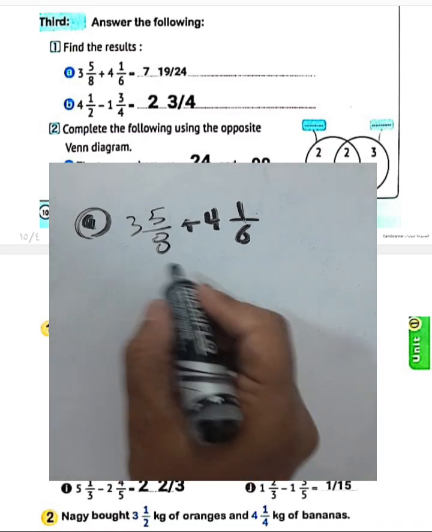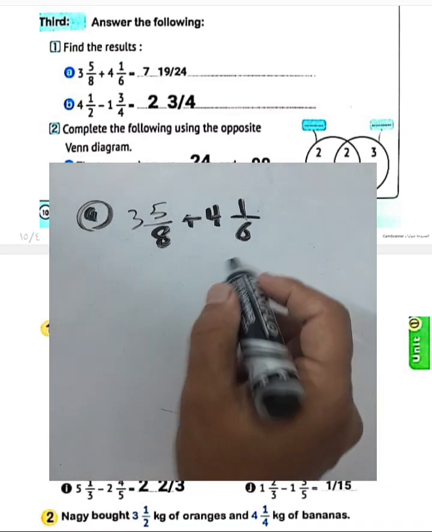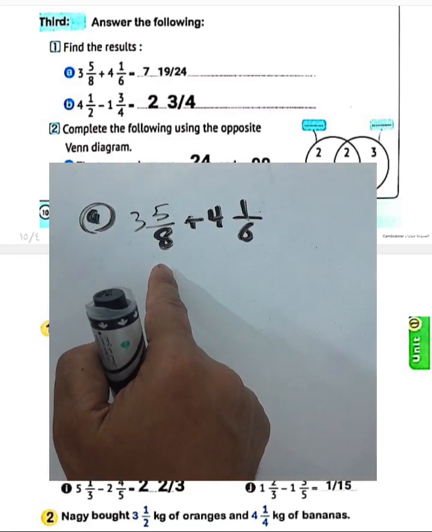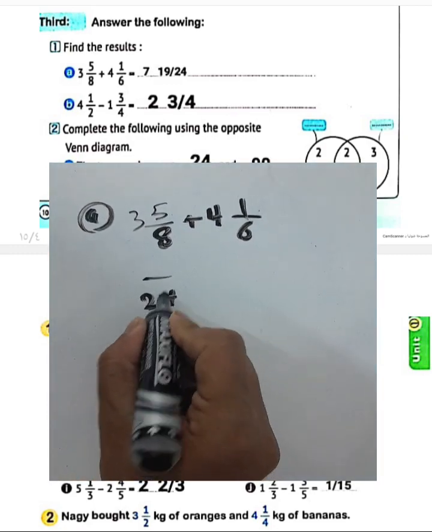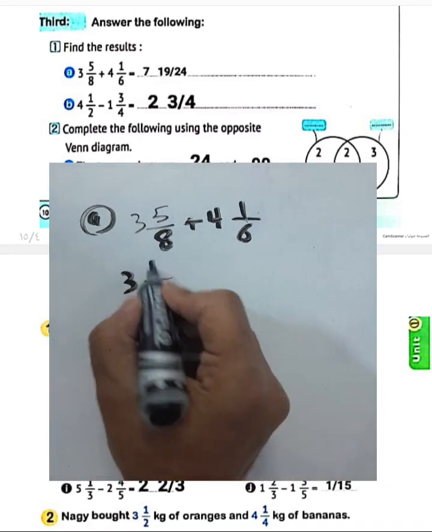We can find this by writing the least common multiple between 8 and 6. 8 can't be divided by 6. 8 plus 8 equals 16. 16 plus 8 equals 24. Then 24 is the least common multiple between the two denominators here. We can write 24 here and 3 outside. 8 times 3 equals 24, and 3 times 5 equals 15.